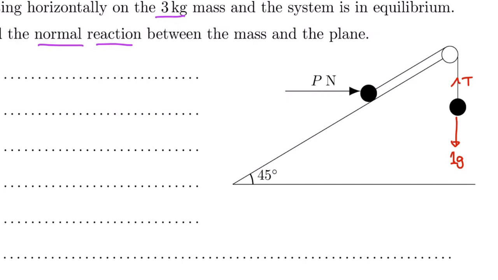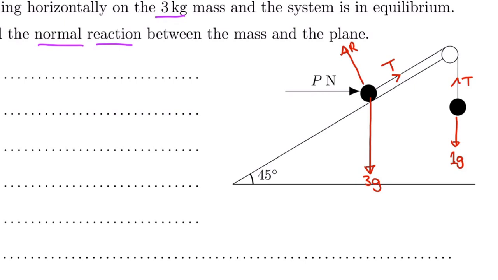Now we're going to look at the 3 kilogram. The first thing I'm going to put on is the weight, so that's 3g. I'm going to put the normal reaction on, R. And there is a tension in the string attached to the 3 kilogram mass.